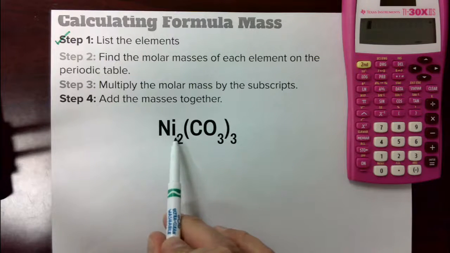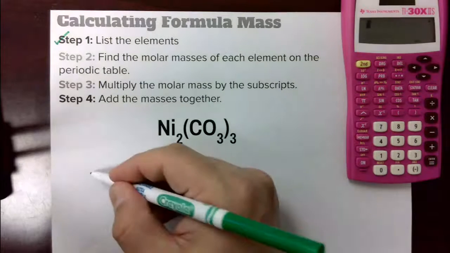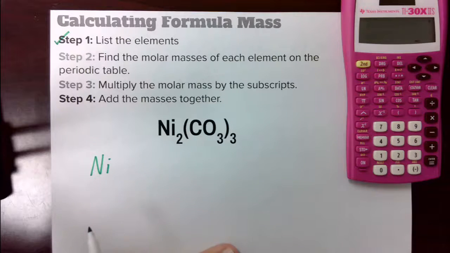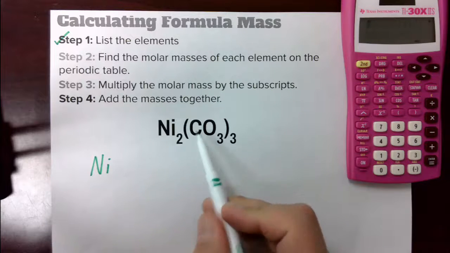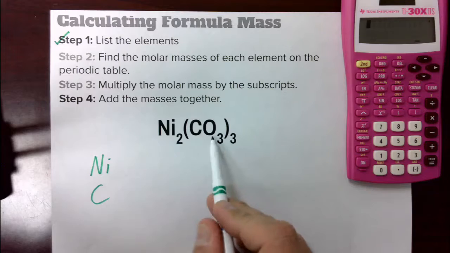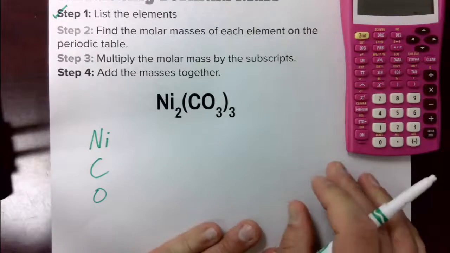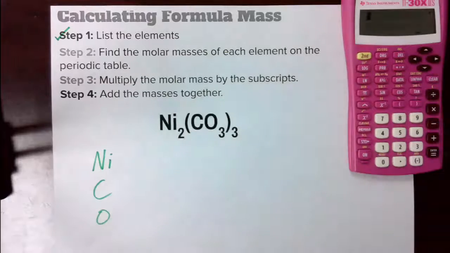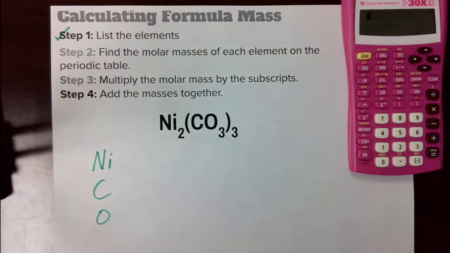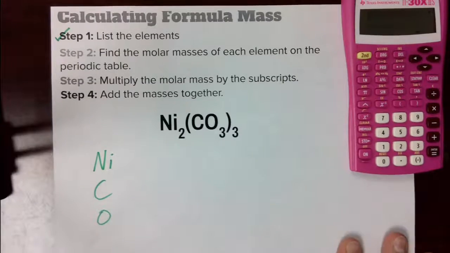Here's a capital and a lowercase. That's one element, nickel. Here's a new capital letter, carbon. And our third capital letter, oxygen. Step 1, done. Step 2 says find the molar masses of these elements on the periodic table.